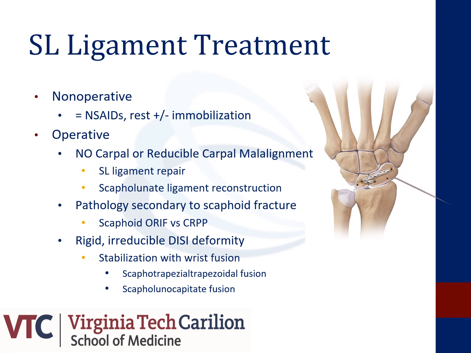If there is additional pathology associated with your SL ligament, such as a scaphoid fracture, you need to proceed with scaphoid operative management. As we had previously talked, there is a very limited window for non-operative indications, such as less than 1 millimeter displacement. Now, if imaging reveals a rigid and irreducible deformity, you need to proceed with stabilization in the form of a wrist fusion, which can either be a scaphotrapeziotrapezoidal fusion or a scapholunocapitate fusion.